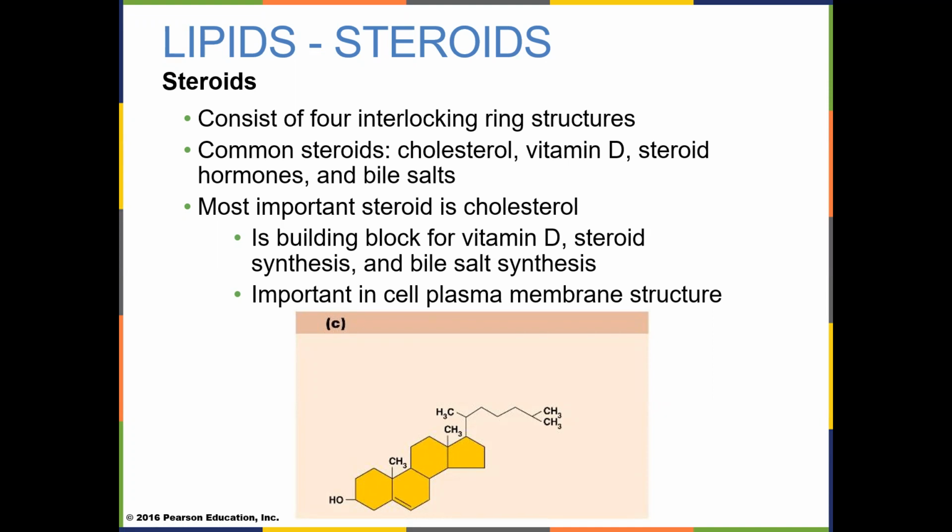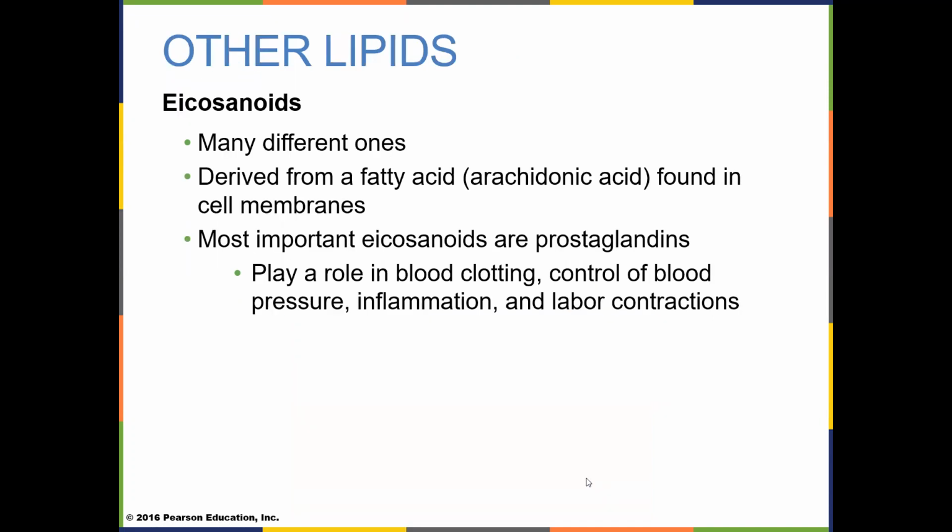Very, very similar structures. The last category are the eicosanoids. And the eicosanoids represent some different categories, the most important of which are what we call the prostaglandins. And the prostaglandins are often also considered a hormone. Prostaglandins help to regulate blood pressure and clotting, labor contractions. Most importantly, they help to control the inflammatory response.